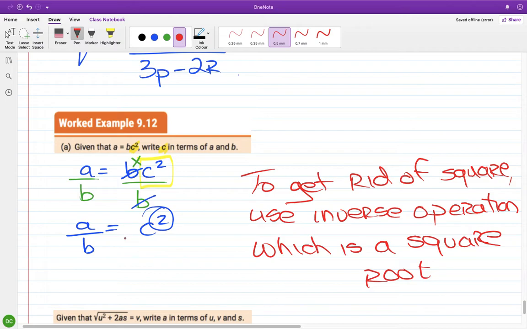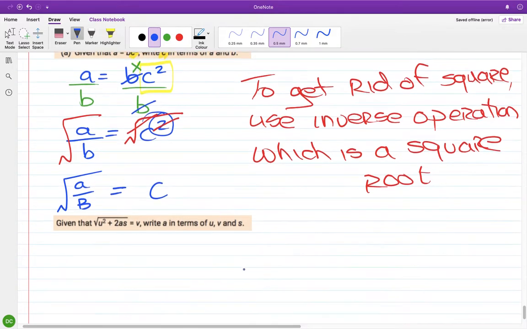Okay, so I'm going to take a square root here, and the square root and the square will cancel each other out, just like a plus and a minus does, or a multiply and a divide. They're inverse operations, they cancel each other. And just like with them, you must balance. So if I take a square root here, I have to take a square root over here. So now the c is isolated, and over here I have the square root of a over b.